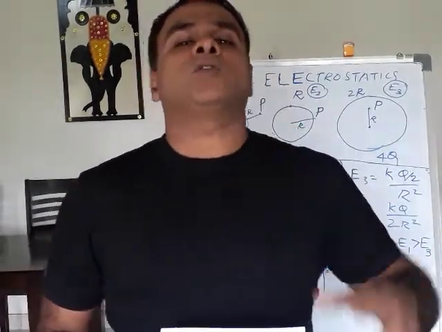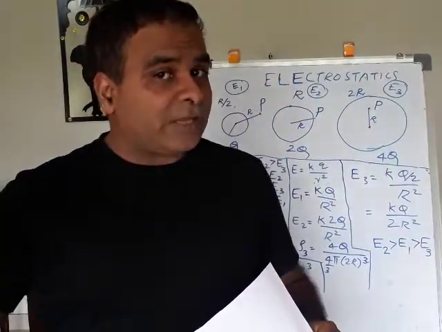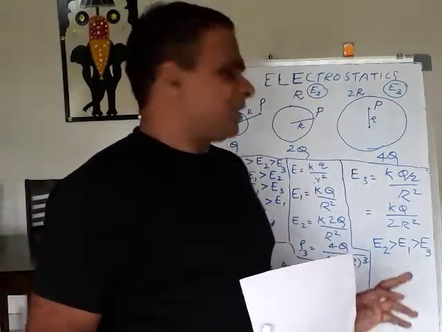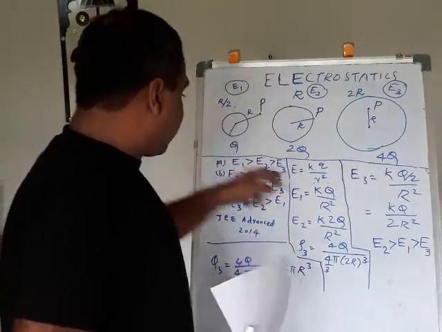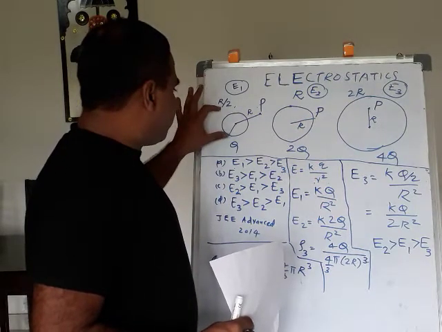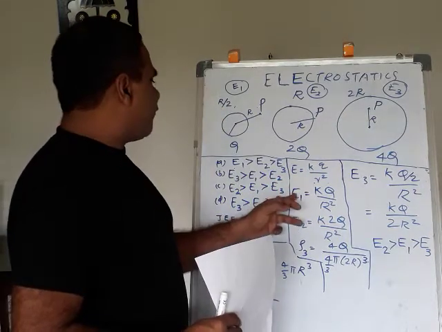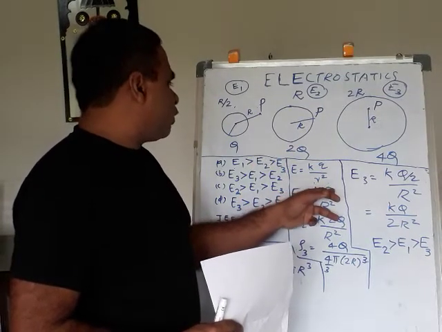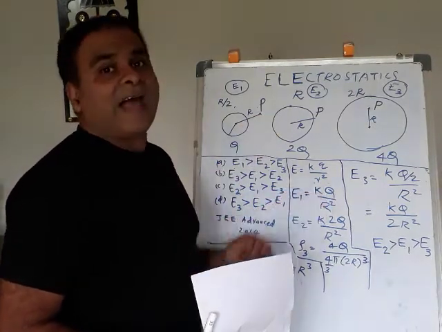So E is equal to 1 by 4 pi epsilon 0 into Q by R square, which I have taken as KQ by R square. That's the general equation we are using here. E is equal to KQ by R square. So let me talk about the first sphere. For the first sphere, the intensity of electric field E1, we can directly use this equation. It is K into Q by R square at a distance P. So it would be KQ by R square.